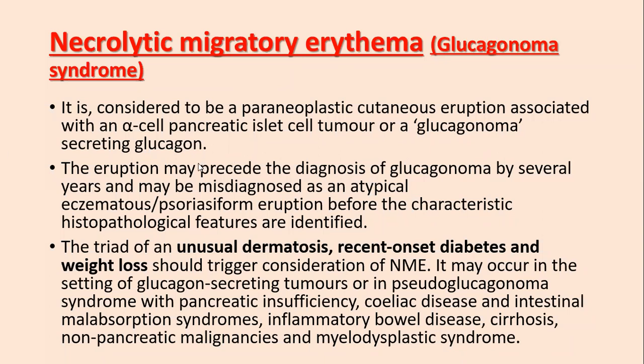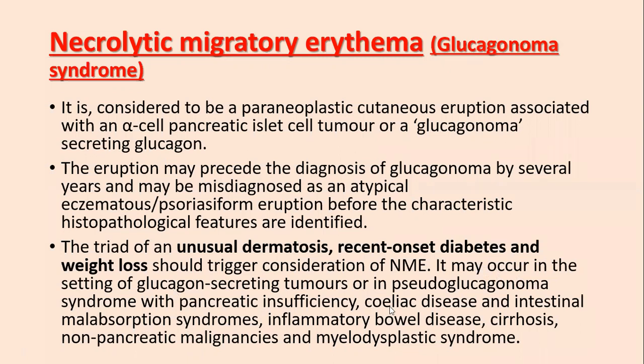The eruption may precede the diagnosis of glucagonoma by several years. This is important. And it is misdiagnosed as atypical eczematous eruption before the characteristic histopathological findings are identified. So the triad here is unusual dermatitis, which is necrolytic migratory erythema, recent onset diabetes, and weight loss. It may occur in the setting of glucagon secreting tumors or in pseudoglucagonoma.